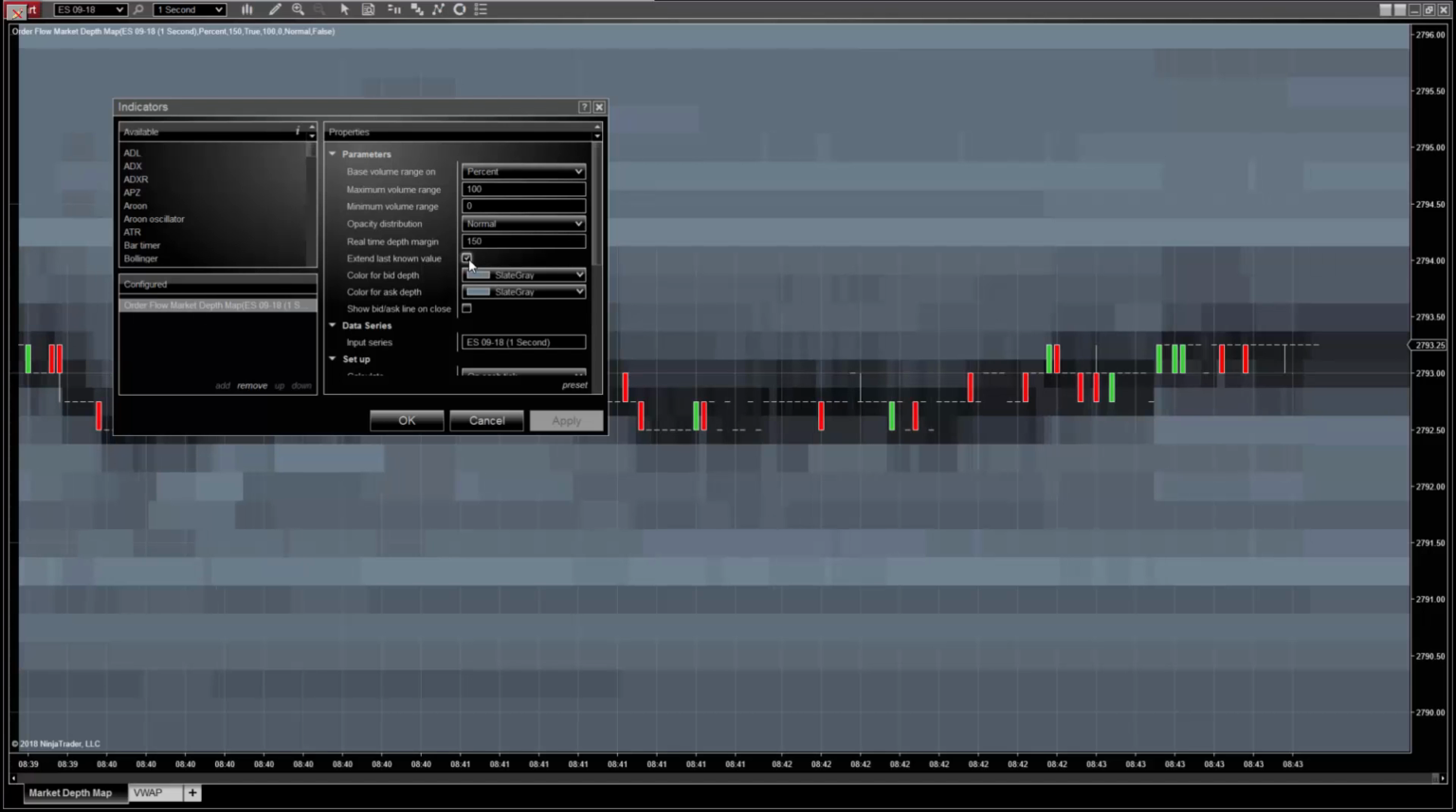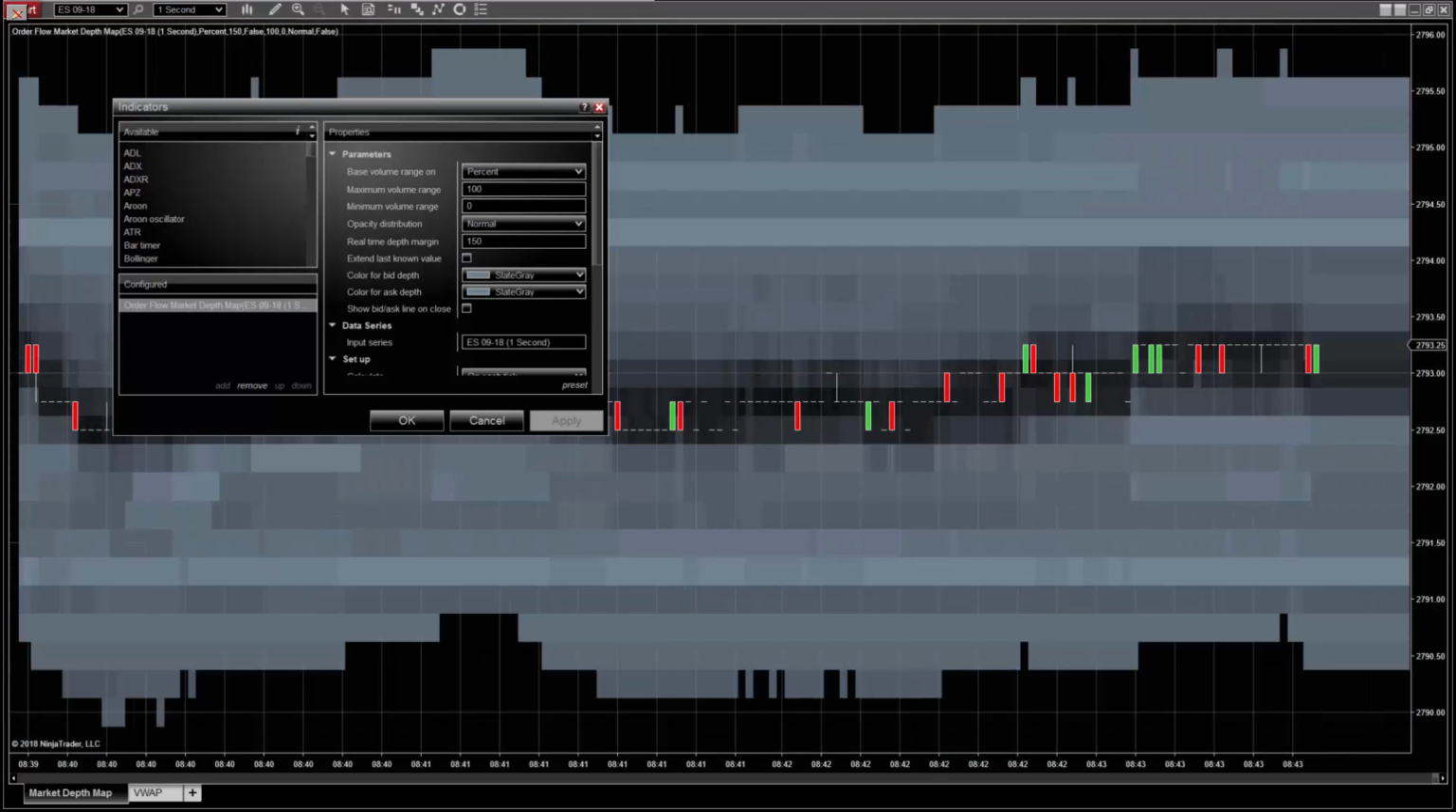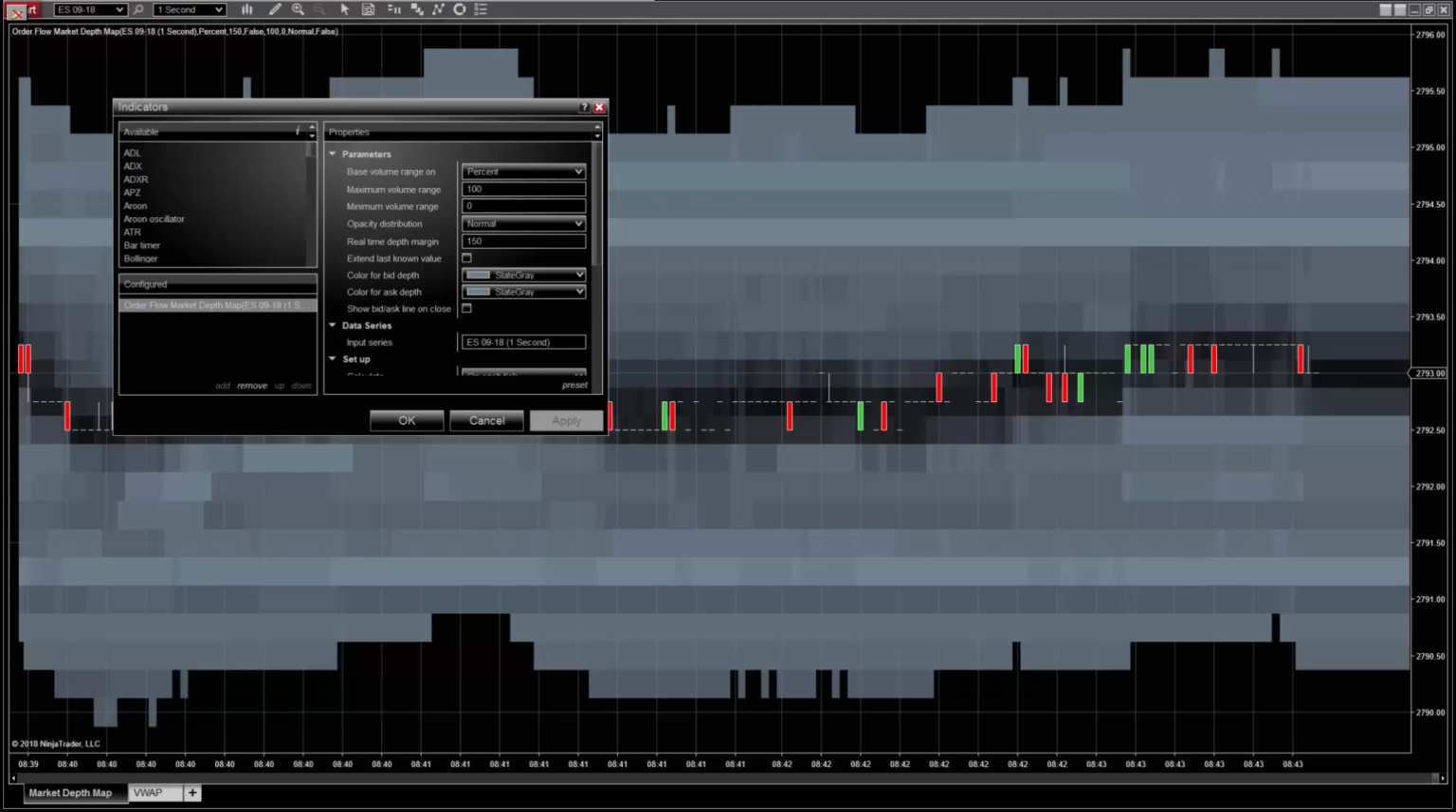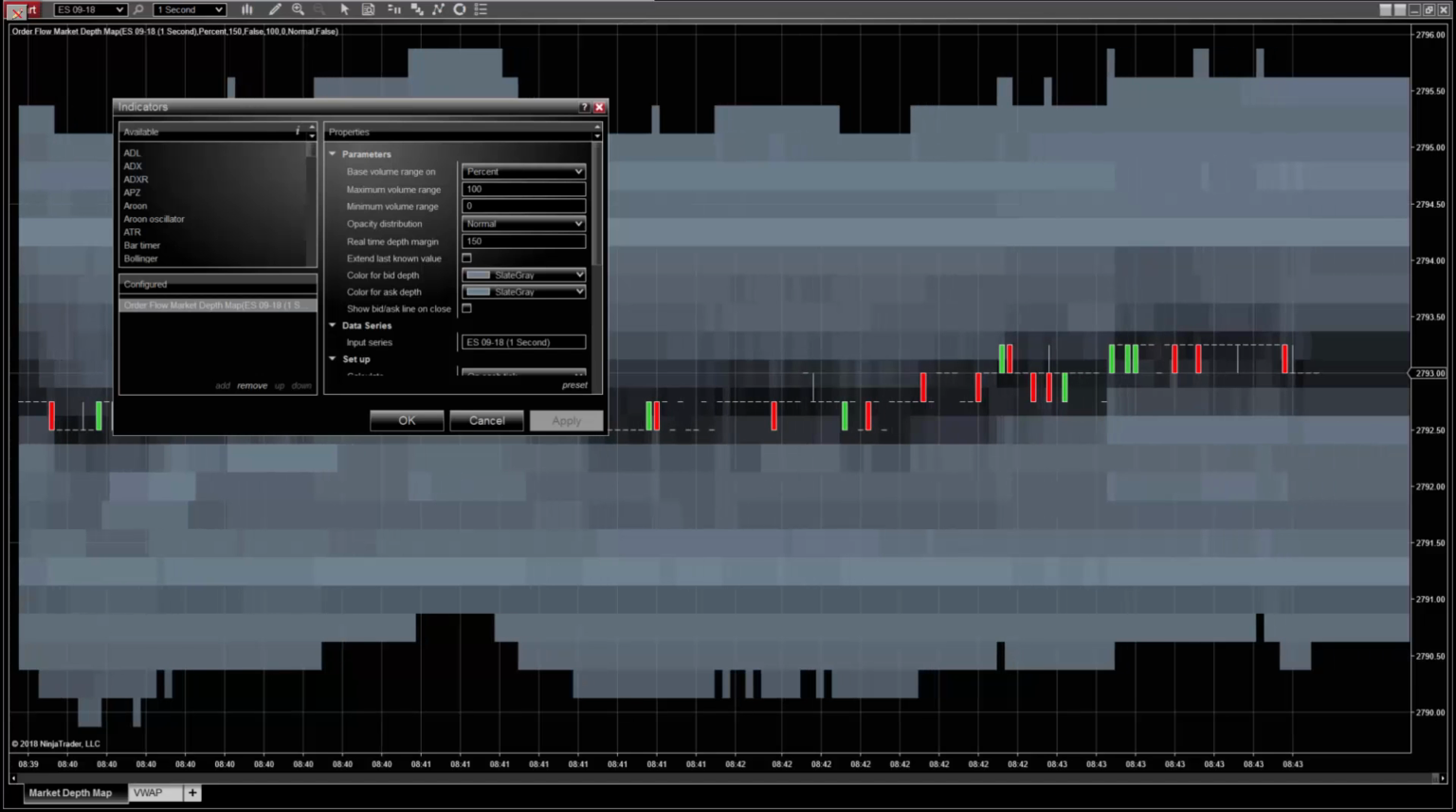By disabling the extend last known value, the historical market depth will no longer extend forward and will only print at the time the data was received.